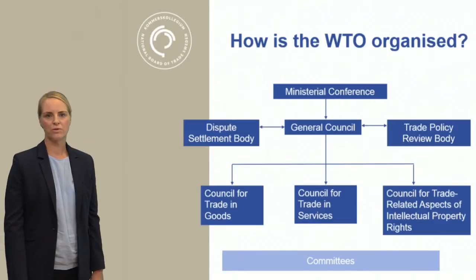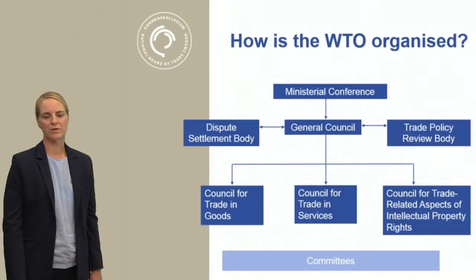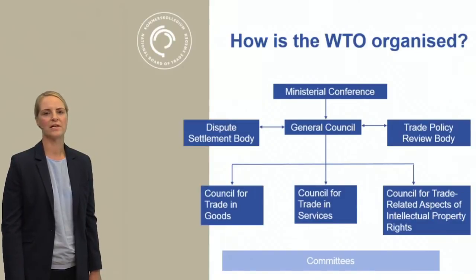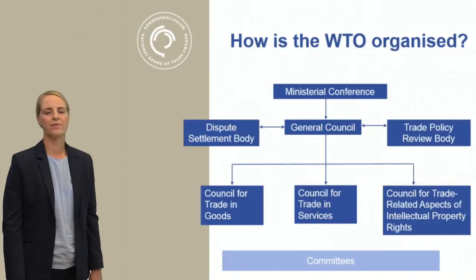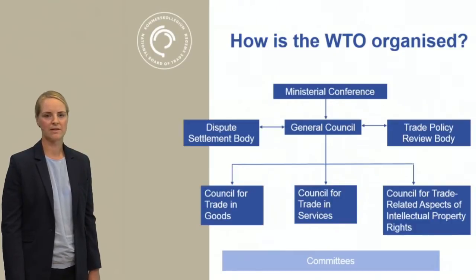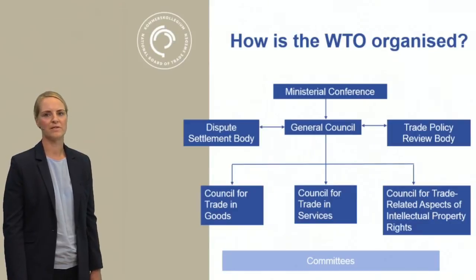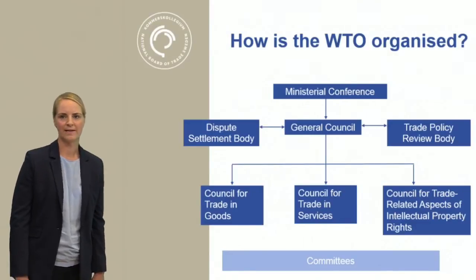The General Council also meets in the form of the Dispute Settlement Body, which oversees procedures for settling disputes between members, and the Trade Policy Review Body, which analyzes members' trade policies. The third level consists of councils for each broad area of trade: Goods Council, Services Council, and TRIPS Council, the Council for trade-related aspects of intellectual property rights. There are also committees on different levels of the organization dealing with specific issues. So, what are the objectives of the WTO? Anna?